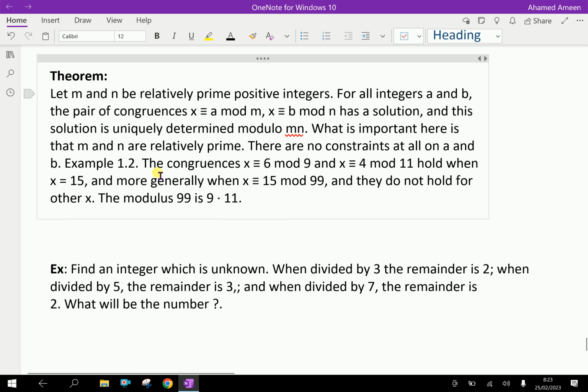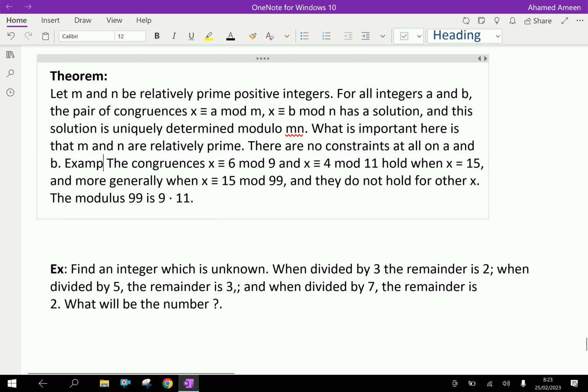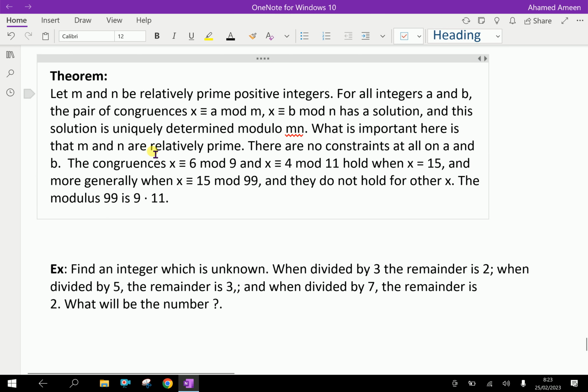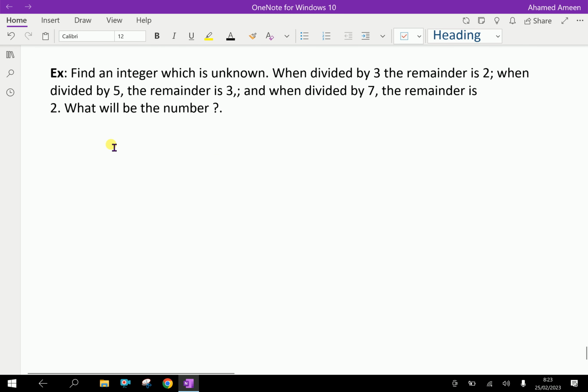For example, the congruences x congruent to 6 mod 9 and x congruent to 4 mod 11 hold when x is 15, and more generally when x is 15 mod 99, and they do not hold for other x. The modulus 99 is 9 times 11. These are some explanations regarding the theorem, but we can understand it clearly by solving an example problem.